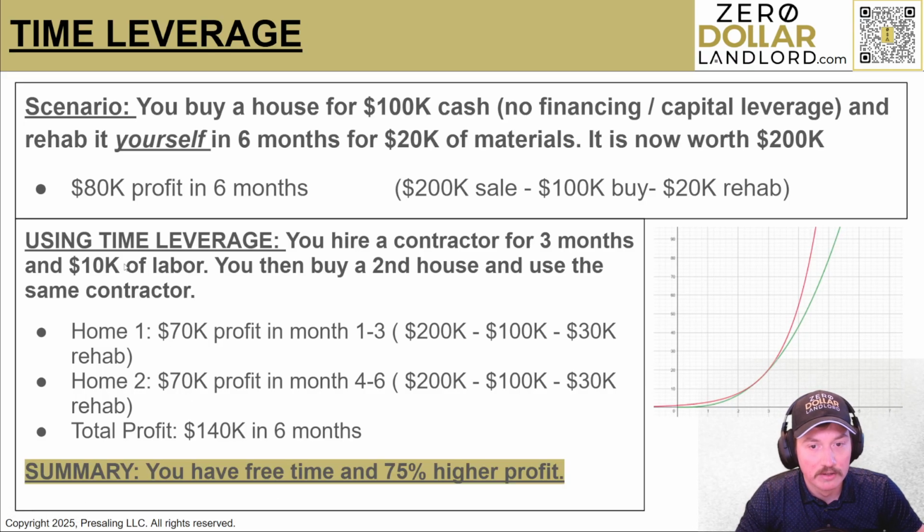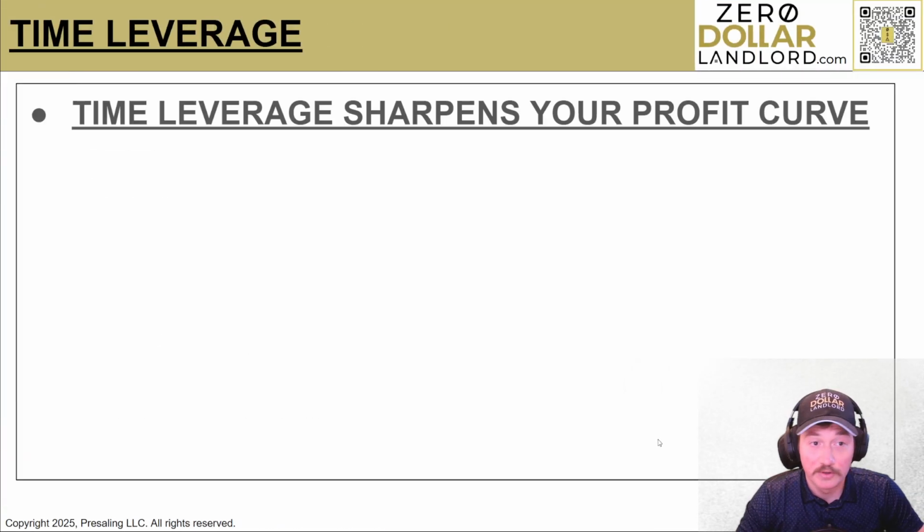So that is a lot better. That is way more money in the same amount of time. So 80K versus 140K in 6 months. Here's a nice little graph. It's green versus red. Let's look at that again.